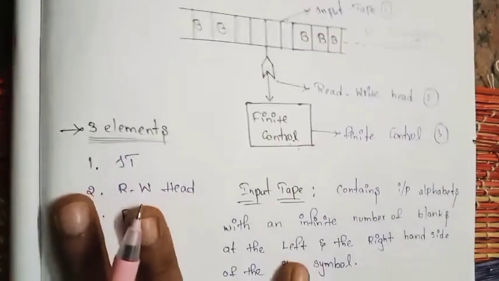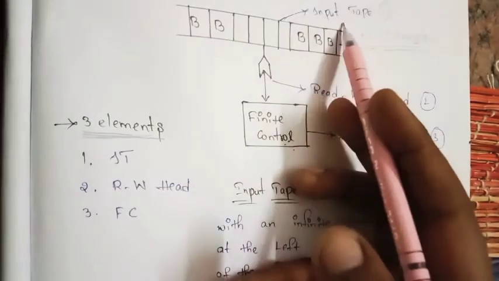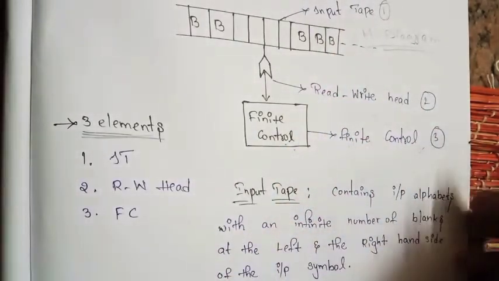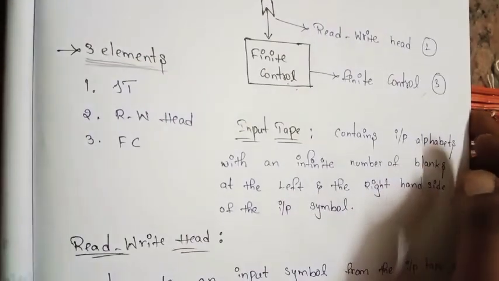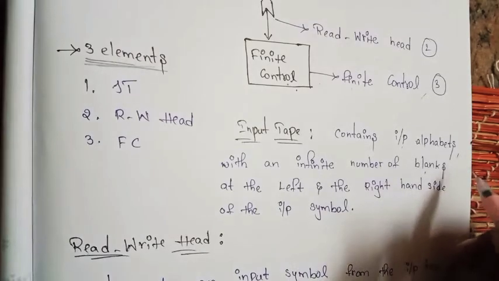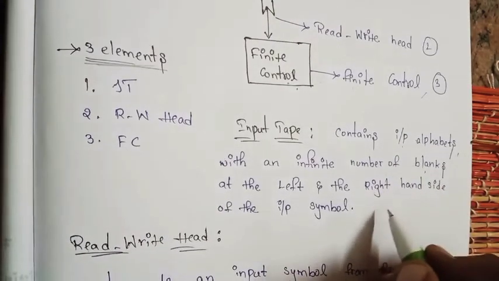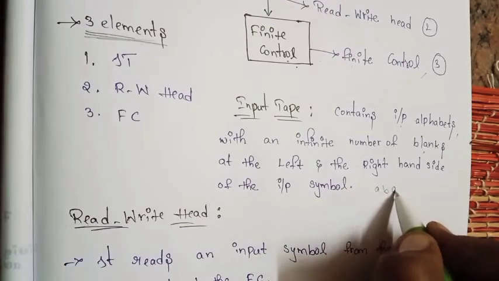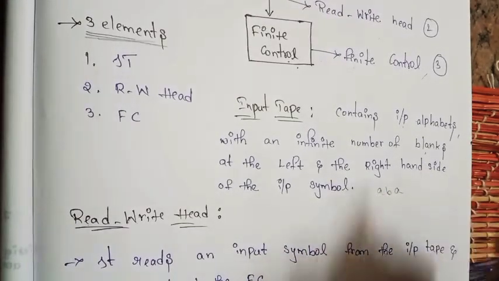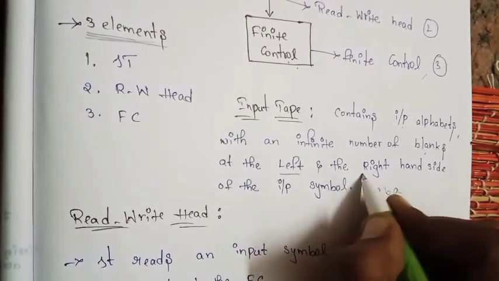Now see how to define these elements: input tape, read write head, finite control. So let us see what is meant by input tape. Input tape contains input alphabets with an infinite number of blanks at the left and the right hand side of the input symbols. If they gave any input symbol as ABA, then we need to add the blanks to the left side and to the right side.